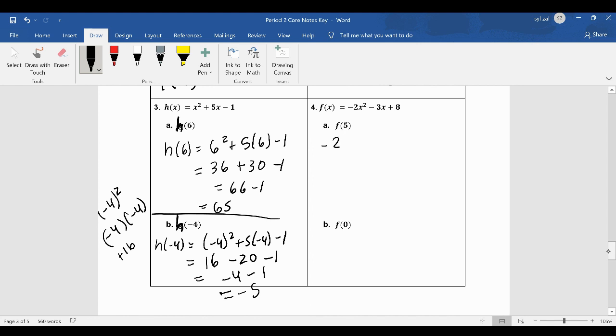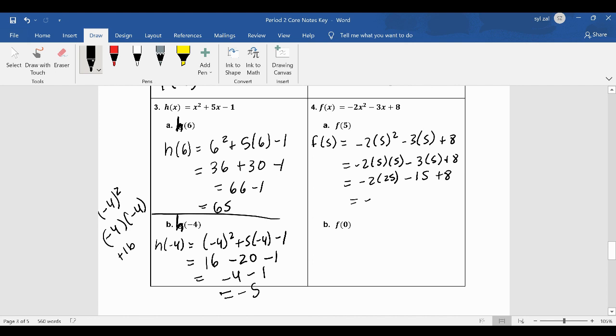Here we have negative 2. We put in 5, and then we have negative 2 times 5 squared minus 3 times 5 plus 8. Here you have to do the exponent before you multiply. So we have negative 2 times 25. 5 times 5 gives us 25. 3 times 5, 15. So we have negative 50 minus 15 plus 8, which is negative 65 plus 8, which gives us a negative 57 there.